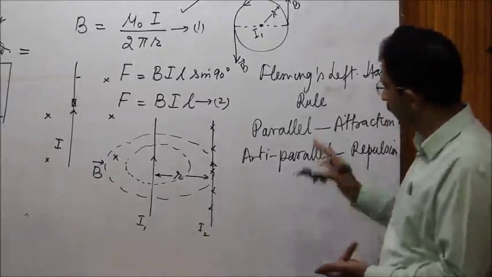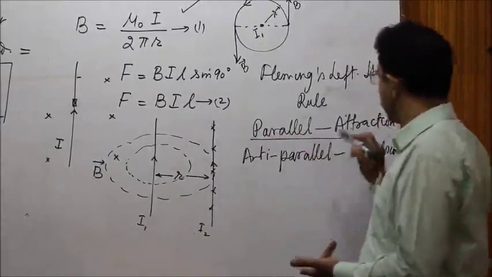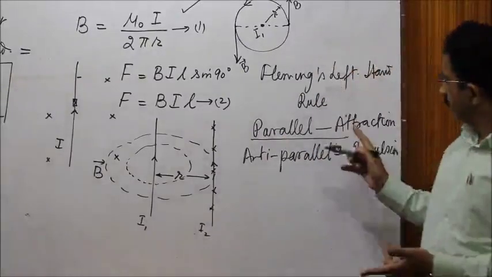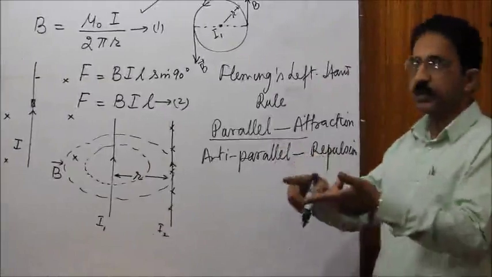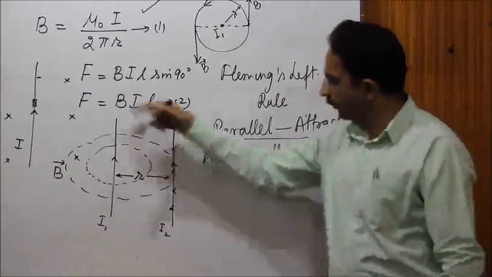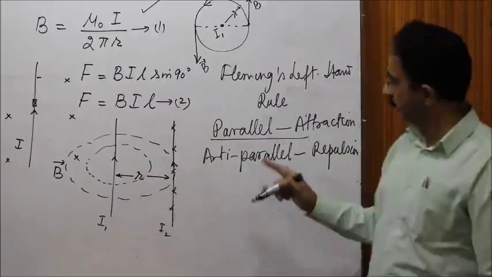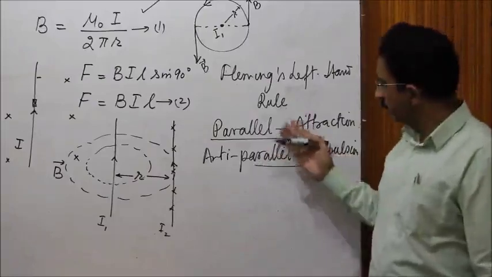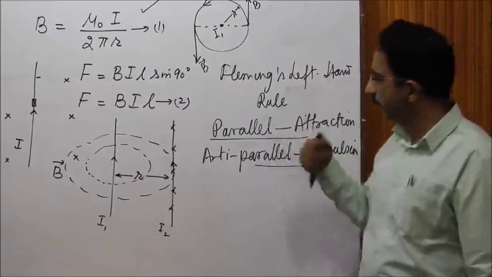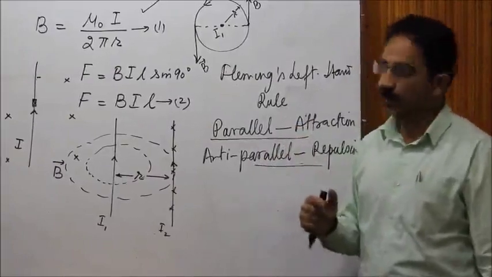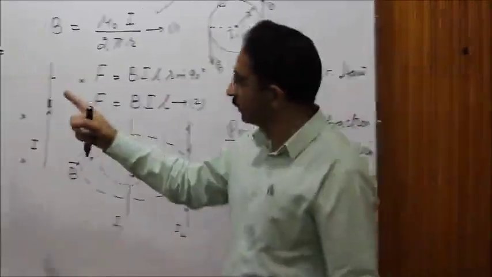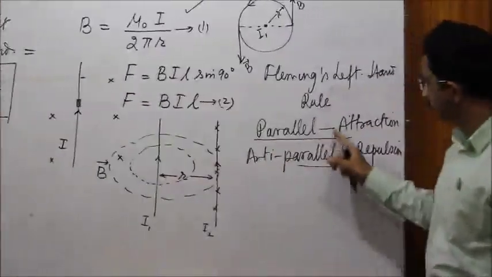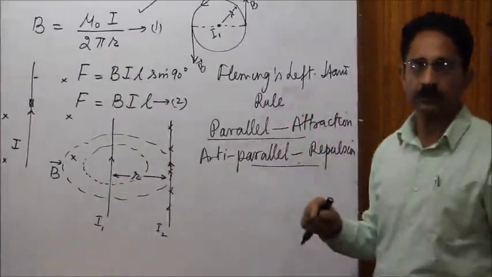So this comes out to be a very simple rule: if currents are in the same direction, parallel to each other, there will be attraction. If the currents are opposite to each other, one upwards and the other downwards, or vice versa, there will be a repulsion between the two conductors. The basis of this rule is again Fleming's left-hand rule. So for magnitude, we have the force acting per unit length of conductor. For direction, we have to remember these two ideas.